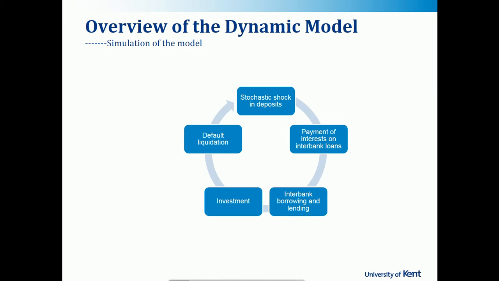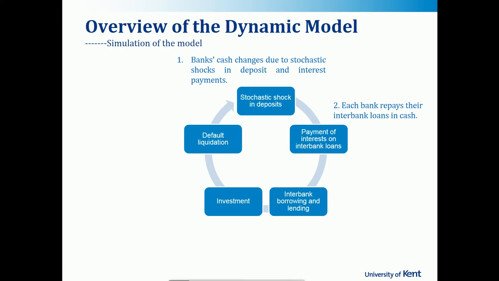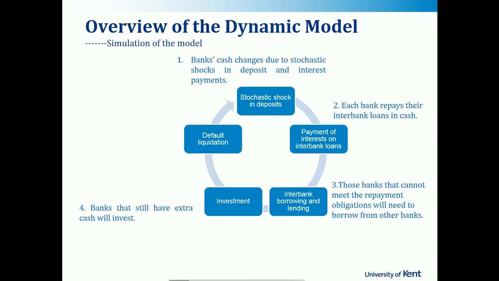This flowchart shows how the bank activities take place during each time step of the computer simulation. At the beginning of each step, the bank's cash changes due to stochastic shocks in deposit and interest rate payment. Each bank repays their interbank loans in cash. Those banks that cannot meet the repayment obligations will need to borrow from other banks. Banks that still have extra cash will invest.